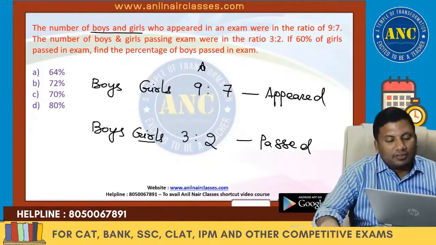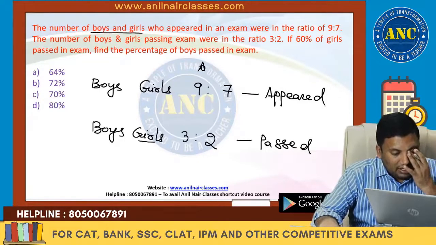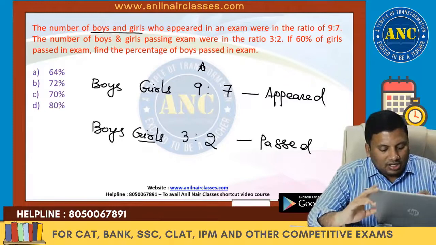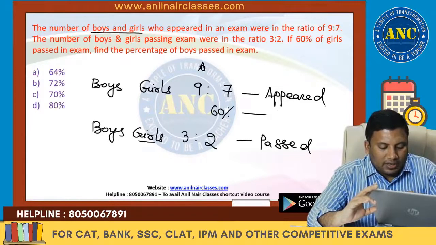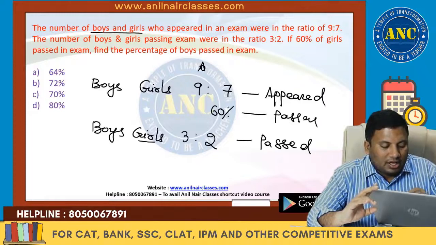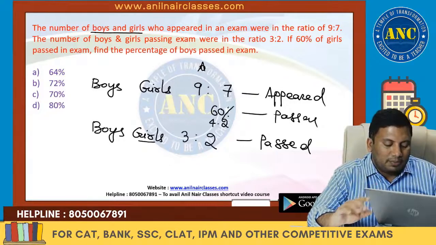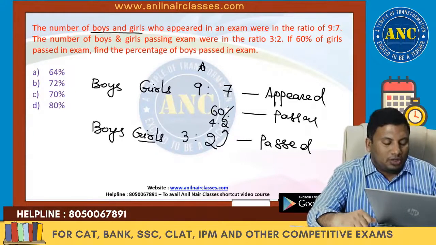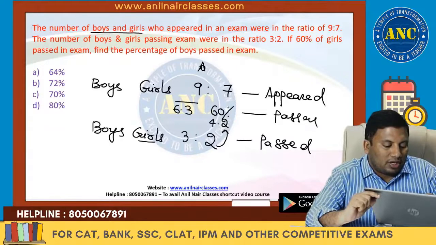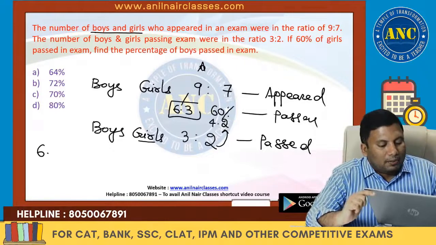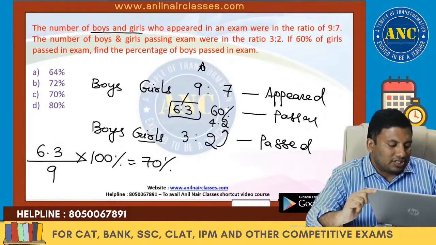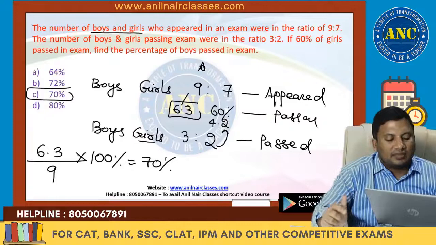Now if you see, 60% of the girls passed the examination. 7 is nothing but 7 into 60%, 4.2. I hope it is clear. So 2 is nothing but 4.2, so 1 is 2.1. 3 into 2.1 is 6.3. 6.3 is the percentage of boys who passed. It is 6.3 out of 9 into 100%, which is 70%. Answer for this question is 70%.